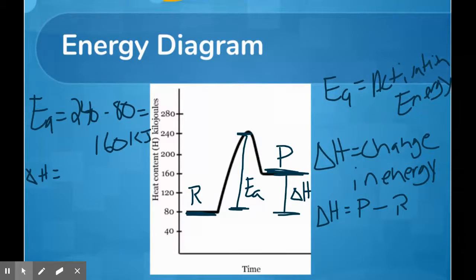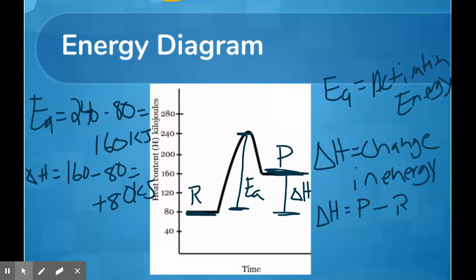So it's always products minus reactants. So for this reaction, it is 160 minus 80. So the delta H is positive 80 kilojoules. So now the last step is to be able to recognize whether this is an endothermic or an exothermic reaction.